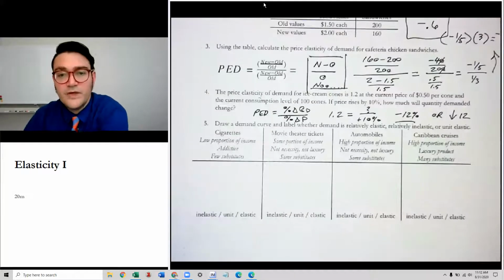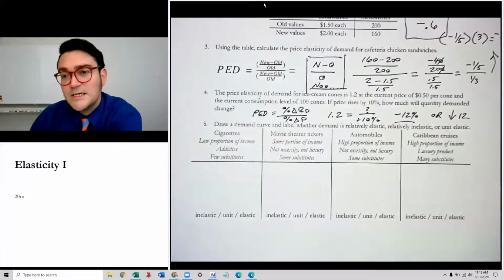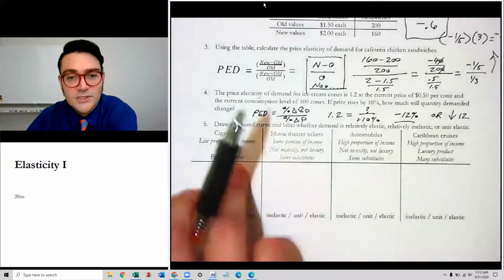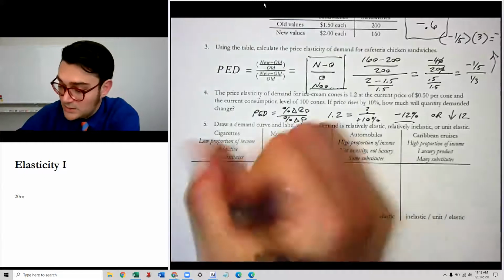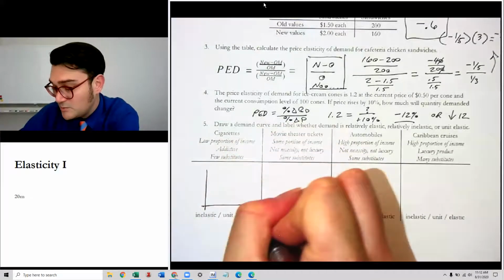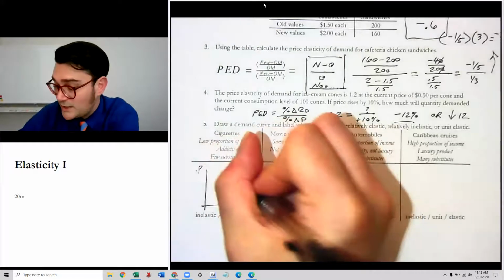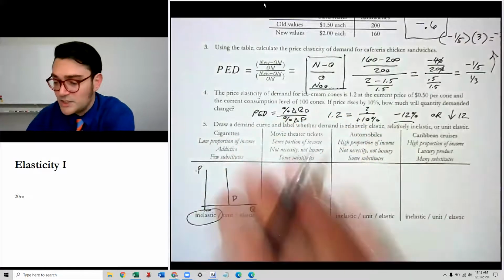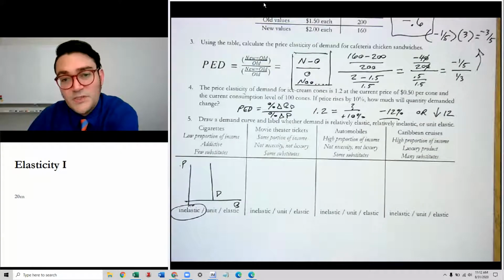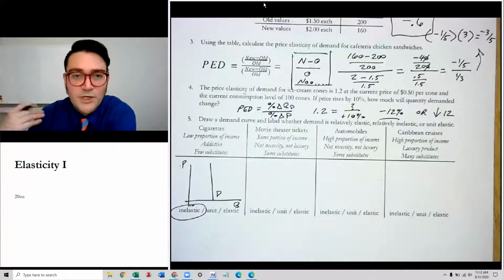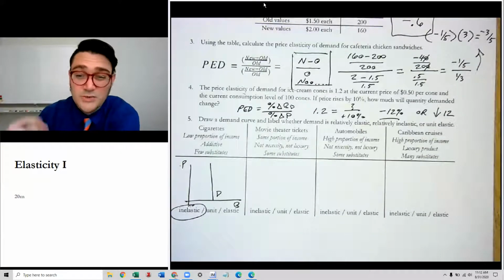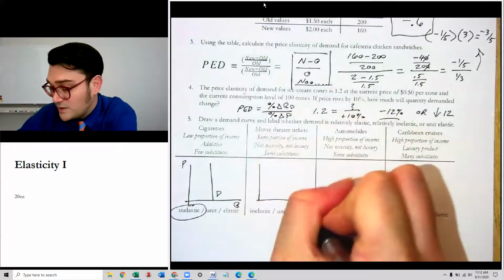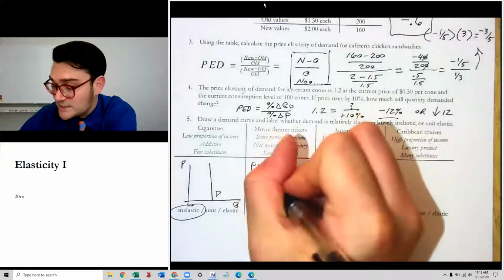Draw a demand curve and label whether it's relatively elastic, inelastic, or unit. Low proportion of income, addictives, few substitutes, those are cigarettes. And so we should see a relatively inelastic demand curve, okay, because there's very few substitutes and it's addictive. Movie theater tickets, middle of the road in terms of income. They're not really a necessity, they're not really a luxury, there are some substitutes to it. So that's kind of in the middle of the road. That's probably pretty close to unit elastic.